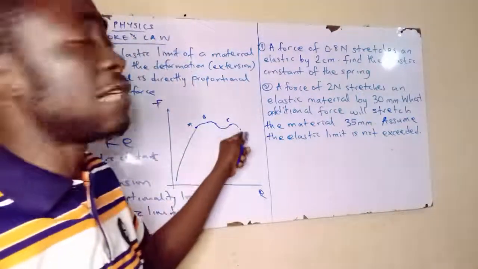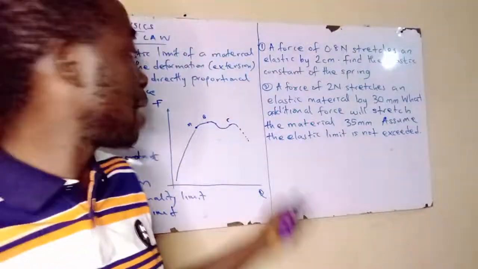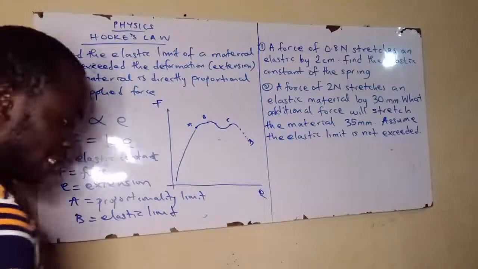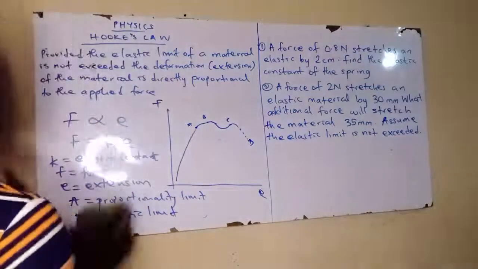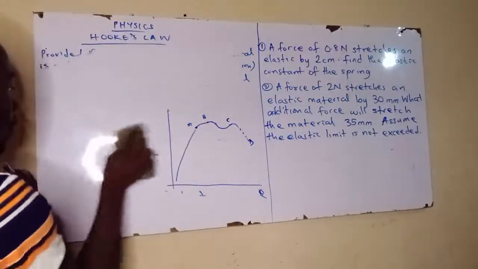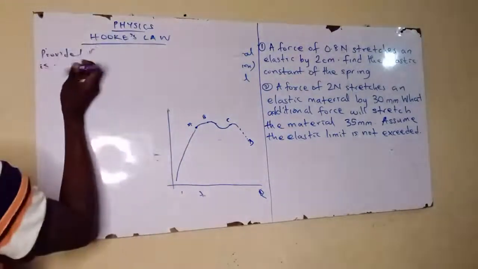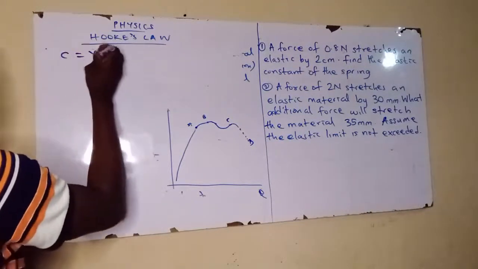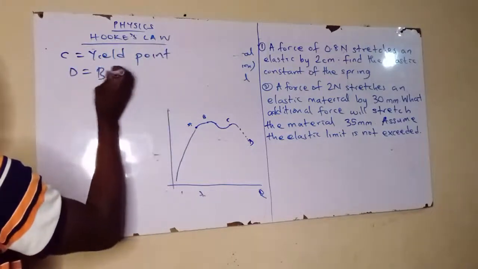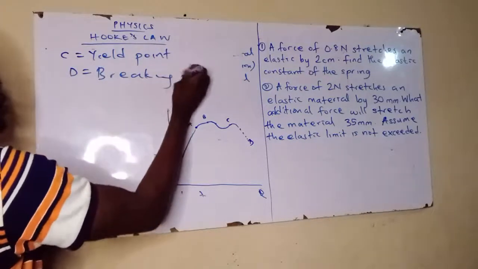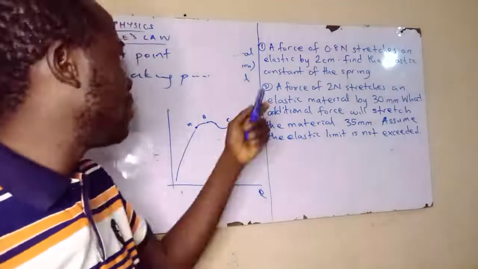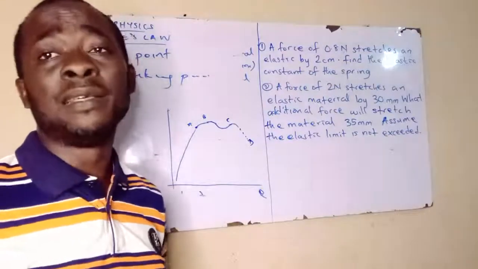Now, anything stretching beyond it is going to break. That's why they say this one is a breaking point. So C is the yield point, whereas point D is the breaking point. I told you C is the place where it loses its elasticity, and at D it is going to break. So those are the rules.